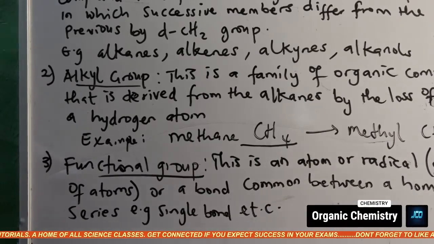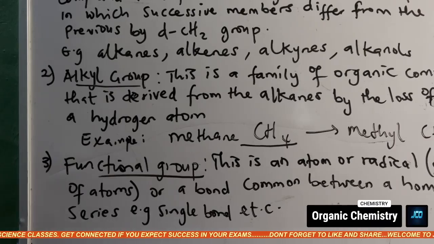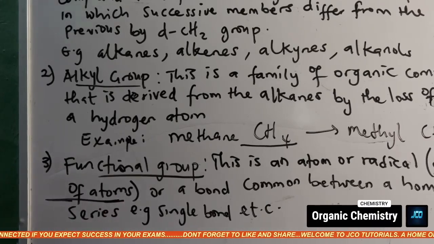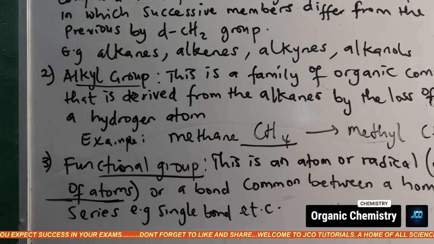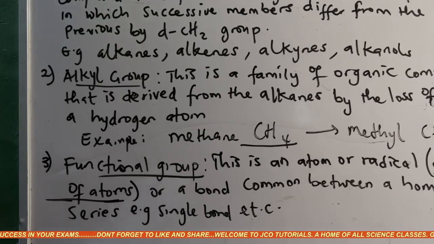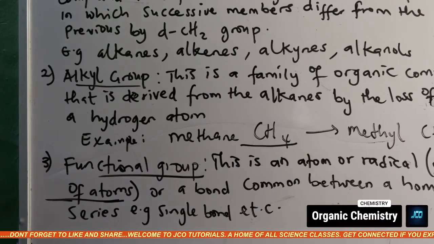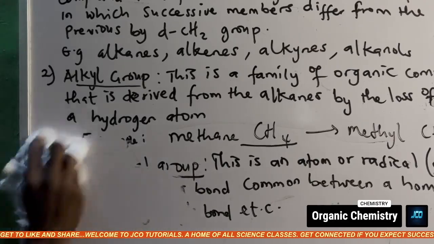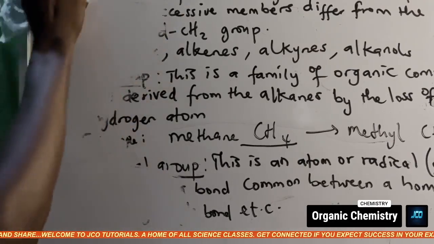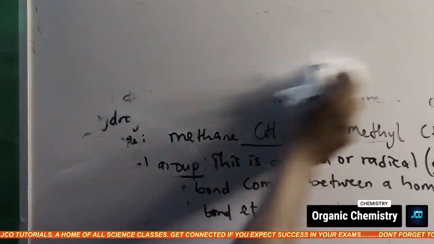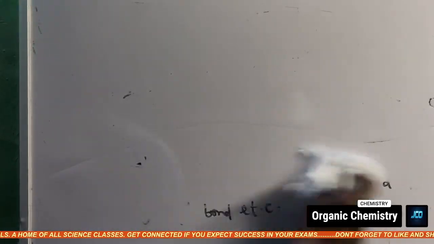Whereas the functional group is an atom or radical. Radical is a group of atoms, like NH2 is a radical. A functional group is an atom or group of atoms or a bond common between homologous series. So now we want to do some introduction. There are some basic rules, but I'm going to introduce to you 3 of these homologous series, and then you see their difference and how to work with them.